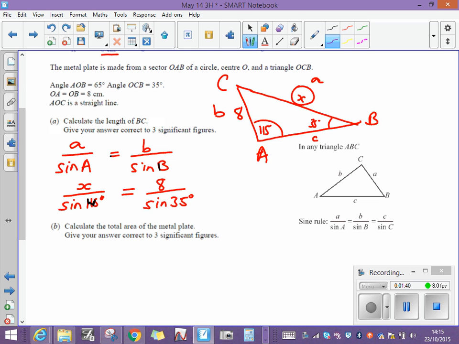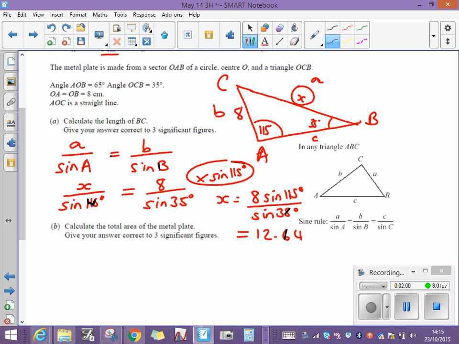Now if I rearrange that, I'm going to multiply both sides by sine 115 degrees, then X is going to be 8 sine 115 divided by sine 35 degrees. Now if we work that out on the calculator, it comes out as 12.6407, etc. Now I won't round that at this stage. Oh no, it does say give your answer correct to 3 significant figures, so that's 12.6 centimetres, but just in case I'm going to store that in my memory as A. So I'll put that into my memory by pressing Shift and then store, and that should give me the letter A.